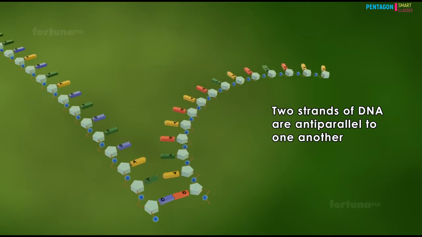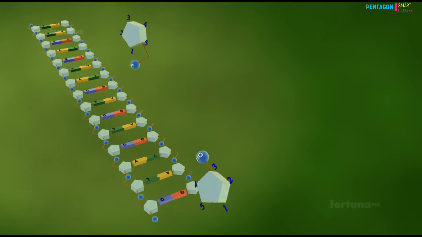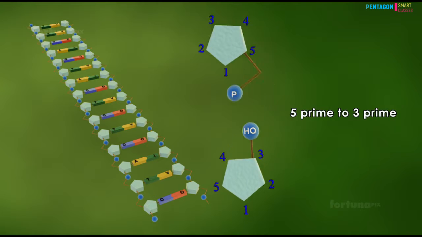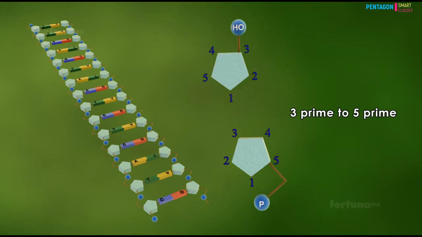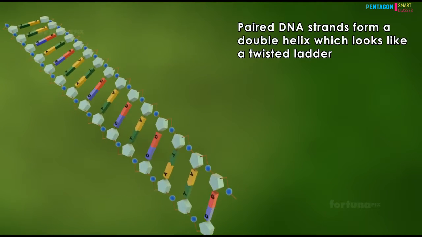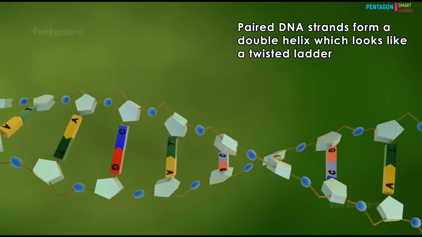The 2 strands of DNA are anti-parallel to one another. One strand is 5' to 3', and the other is 3' to 5'. The paired DNA strands form a double helix, which looks like a twisted ladder.